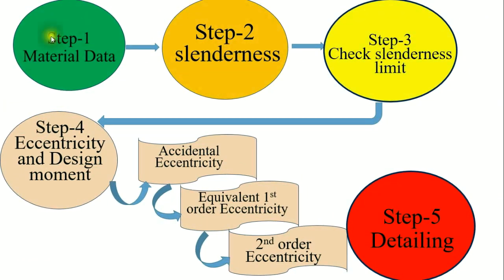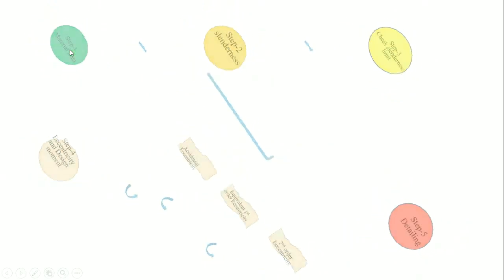The first one is material data. Basically, we have two materials to construct a reinforced concrete column, so we should study the properties of those materials, concrete and reinforcing steel. The second and the third are focused on slenderness. Those are used to determine whether the column is short or slender. The fourth one is calculating eccentricity and design moment. The fifth one is detailing. So let us start. The first one is material data.